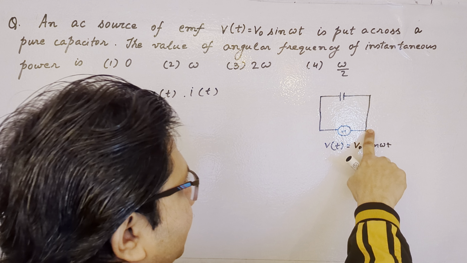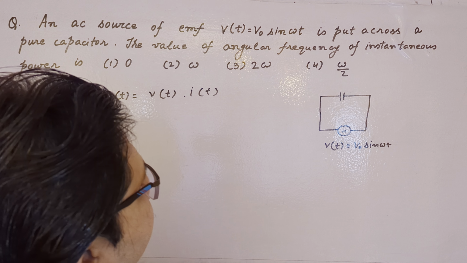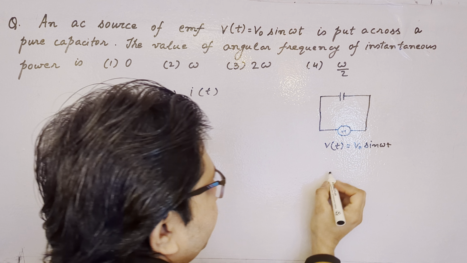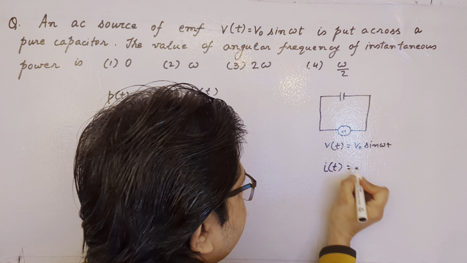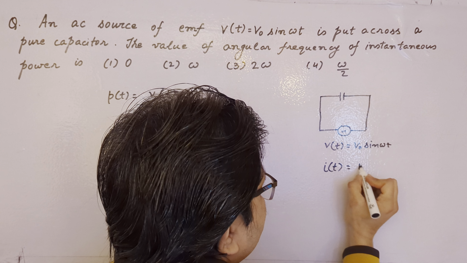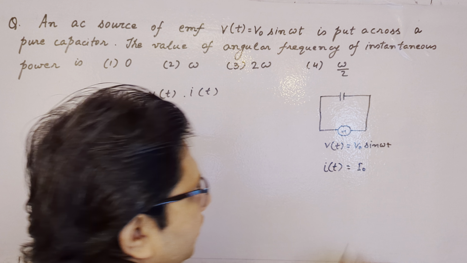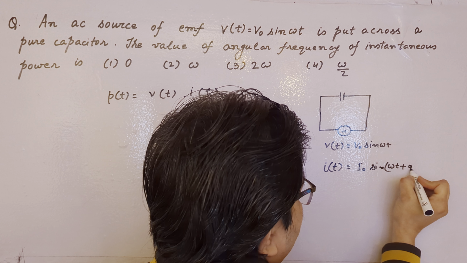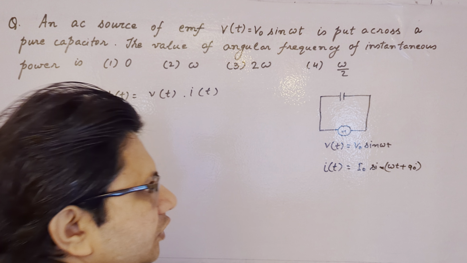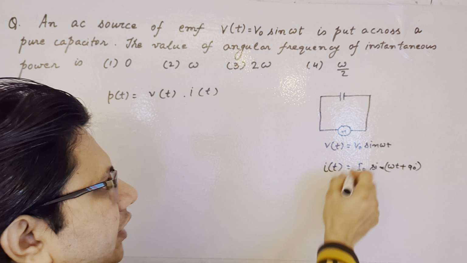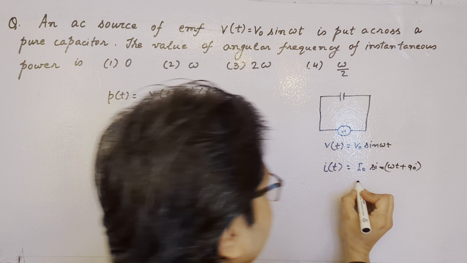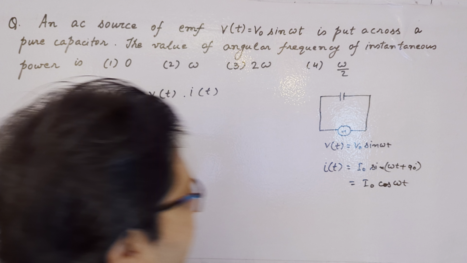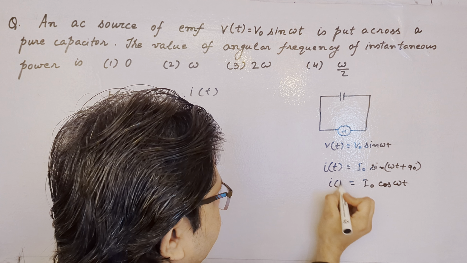Now we know that in a capacitor the current leads the voltage by 90 degrees. So if this is the expression for voltage, then the current expression is some peak value of current multiplied by sine of omega t plus phi, or plus 90 degrees, because the phase difference is 90 degrees between current and voltage, and current leads the voltage. So this comes out to be I naught cos omega t. This is the current expression.